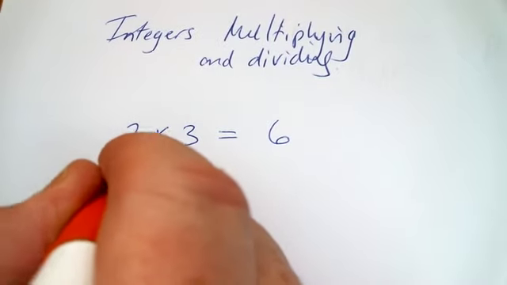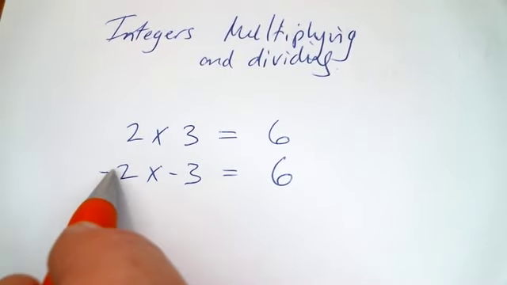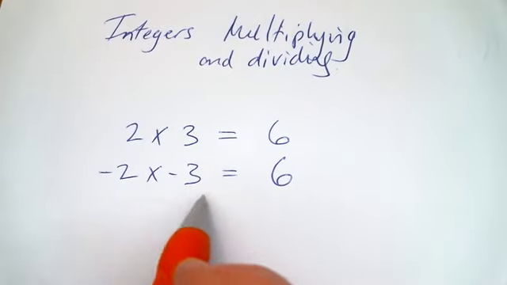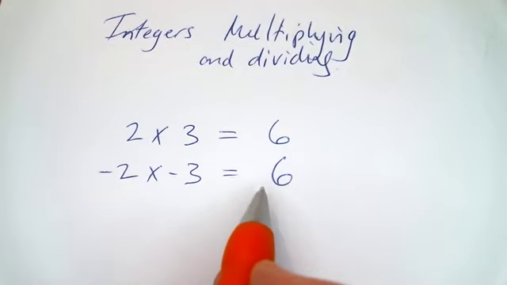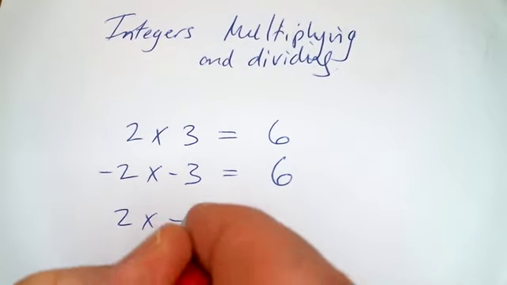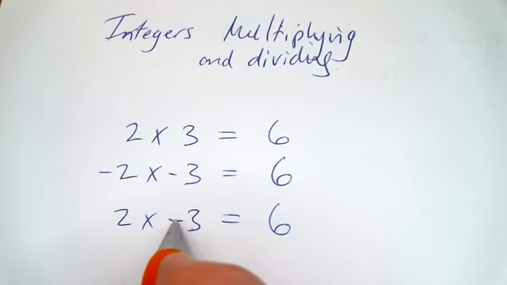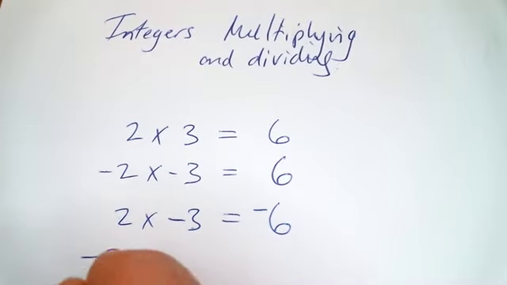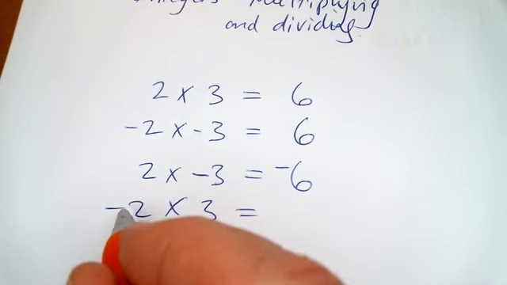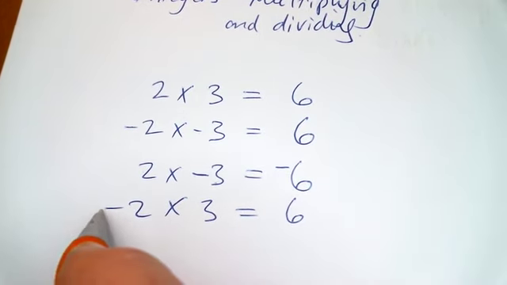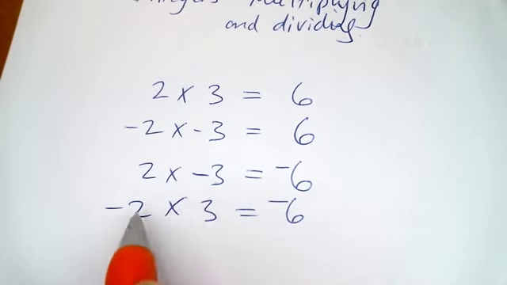So for example, if I have negative 2 times negative 3, the answer is still 6. Why? Because the signs are the same. The moment I have just one of those being positive or negative, then the answer is negative. So if I had 2 times negative 3, well, 2 times 3 is 6. One of the signs is negative, so the answer is negative. Or if I had negative 2 times 3, then I'm going to get 6 again, but I've got one lot of negative, so this answer is going to be negative.